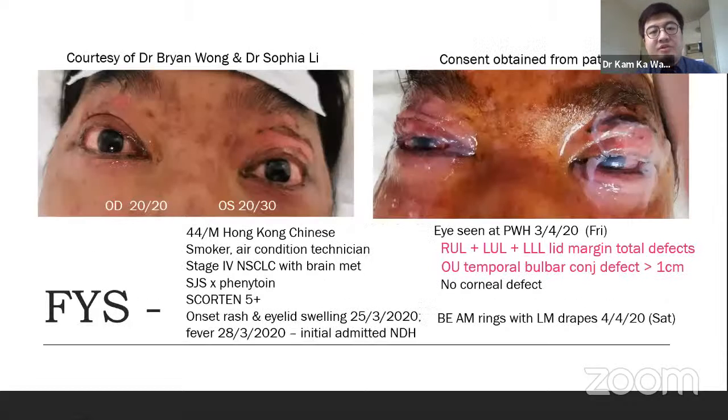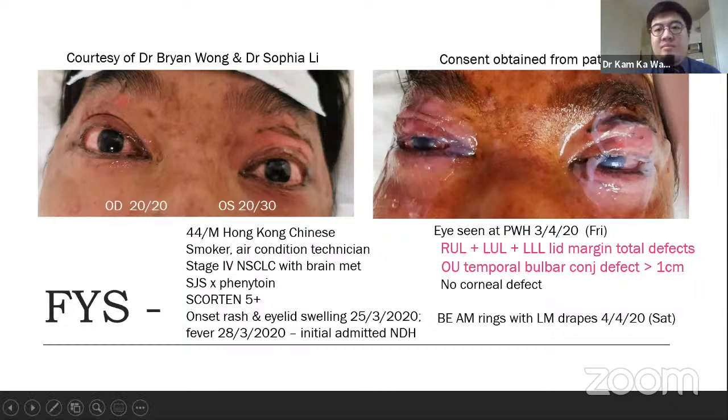The next patient is a 44-year-old man, Mr. F. He's very unfortunate. He had a metastatic lung cancer, which metastasized to his brain. And he was treated with phenytoin for the seizure. And after taking phenytoin, he developed Stevens-Johnson syndrome. So he was initially managed in another hospital and was transferred to us for eye assessment.